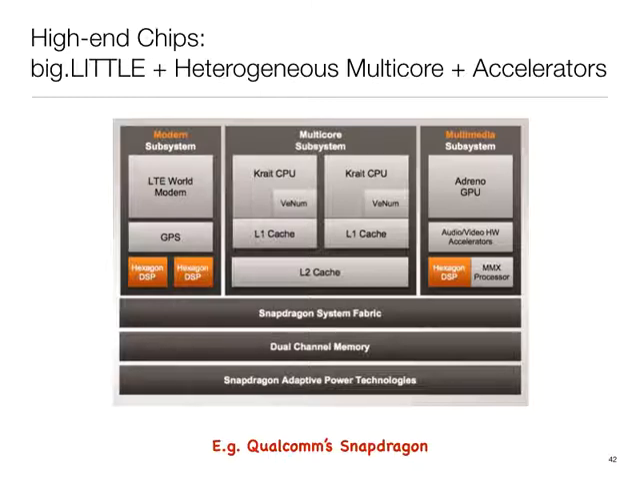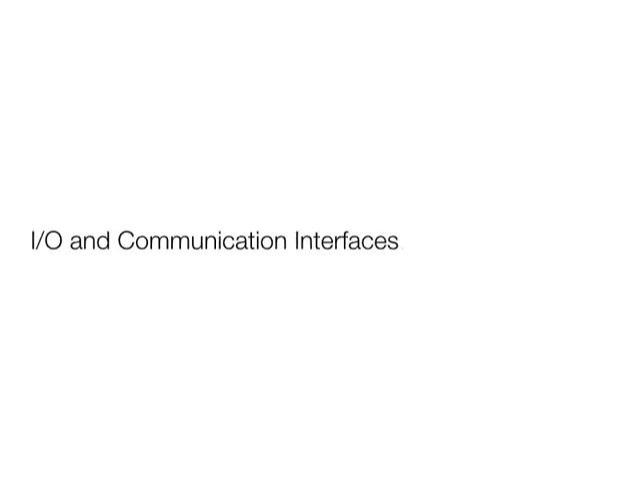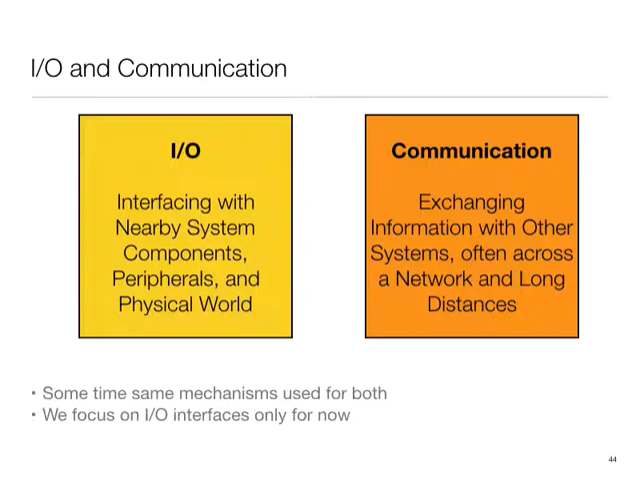Okay, so that was on the compute side. Now I wanted to provide a less deep view of some of the other aspects that exist in these systems. One of the key things that embedded systems engage in is interacting with each other, the network, and interacting with the physical world via sensors and actuators.